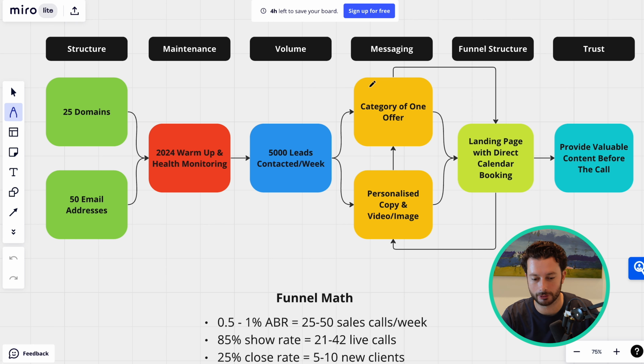They haven't got a category of one offer. They're purely focusing on either their services or the outcome, and there's no unique mechanism involved. There's generally a lack of personalization, and there's not this trust that's being built after the call's booked in, but before the call takes place. This is what our system looks like.